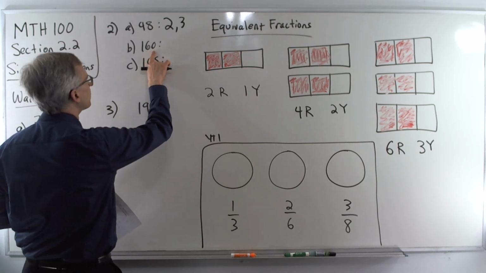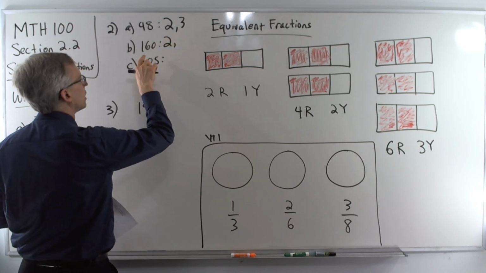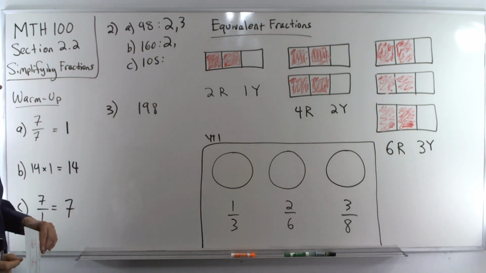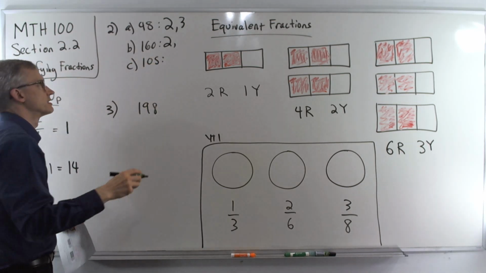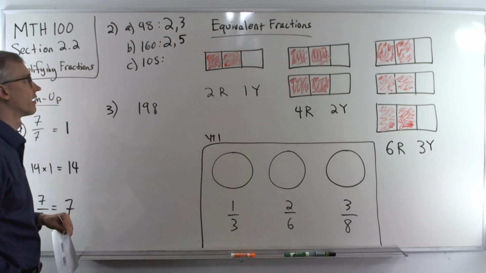Now in 160, it ends in 0, which is even, so that's going to be a 2. We'll add the digits together. 6 plus 1 is 7. 7 is not divisible by 3. Therefore, 160 is not divisible by 3. But it ends in a 0, so it's divisible by 5.